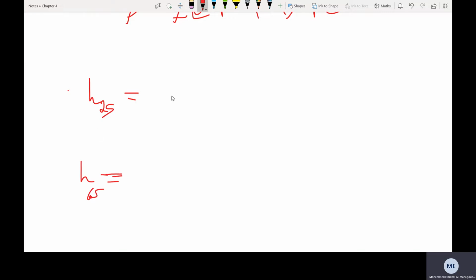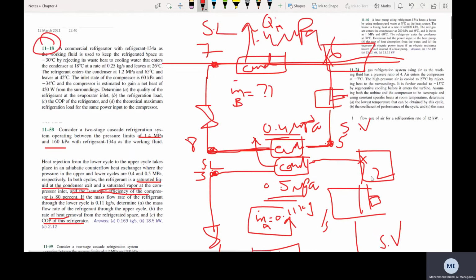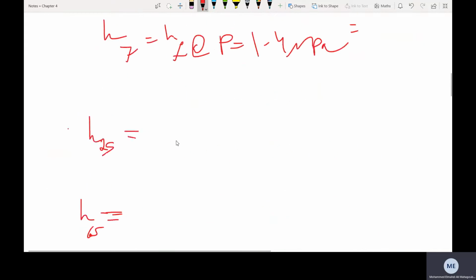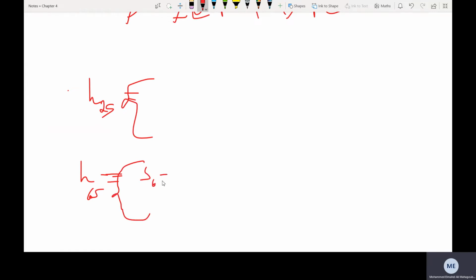So how am I going to find the isentropic ones? They are found if we keep the entropy constant and use the same pressures. The pressures I know, so I use those pressures with the entropy. These are found from the fact that S6 is equal to S5, and here we have S2 equal to S1.